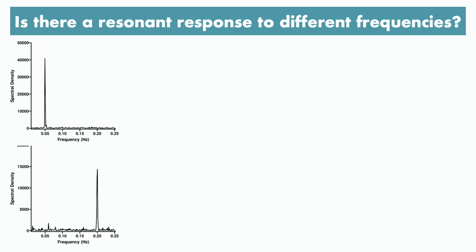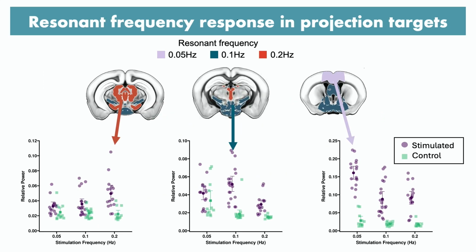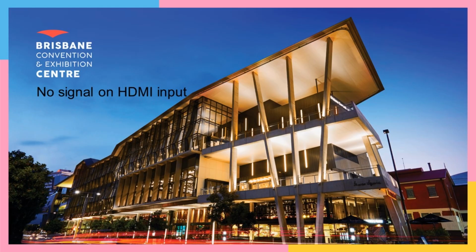I'm showing spectral density for 2 different stimulation frequencies, 0.05 and 0.2 on the bottom. And we simply computed the relative power of the stimulation frequency compared to some frequencies just outside of that. And we did that for the different stimulation frequencies. And then we looked across the brain. And in fact, what we found is that structures heavily innervated by the PFC had a disproportionately larger response to a particular frequency compared to the other two. And I'm showing here an example from the midbrain and an example from the PFC showing different resonant frequencies.